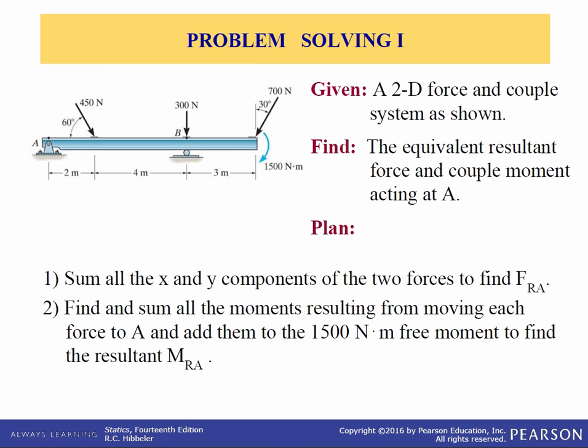So here we have a 2D force and couple system as shown. We have 3 applied forces and we have an applied moment. Find the equivalent resultant force and couple moment acting at this point A. So we're going to sum all the forces to find the resultant force, and then we're going to sum all the moments resulting from moving each force to A, and then add that to the 1500 Newton meter free moment to find the resultant moment.